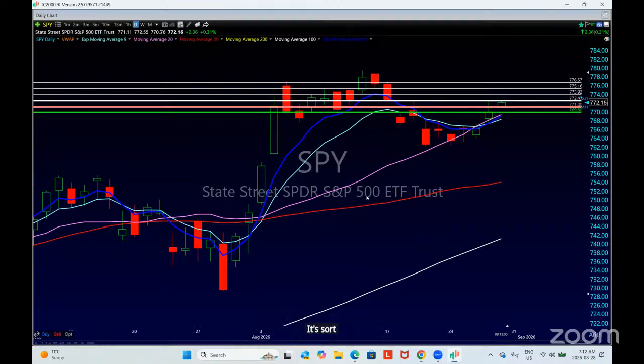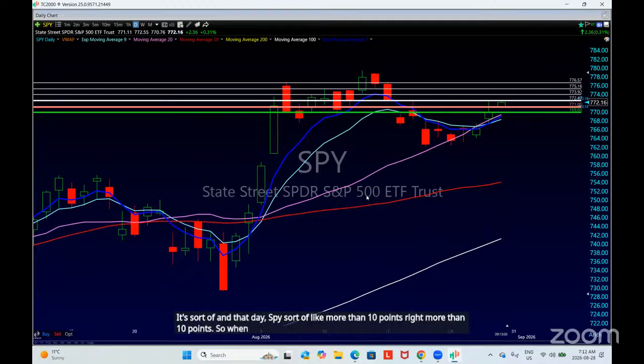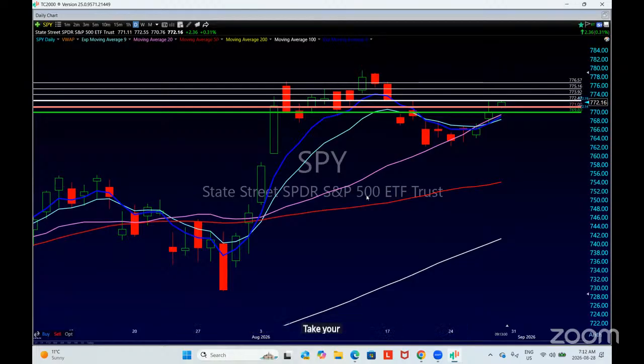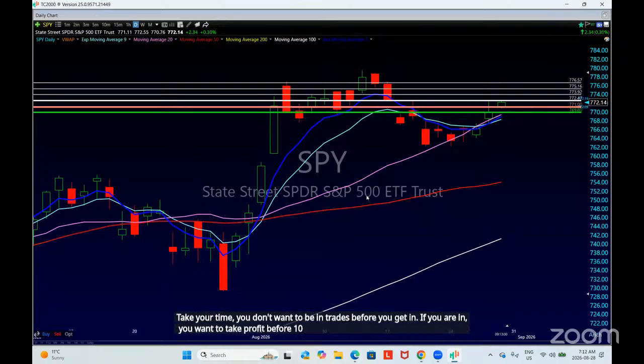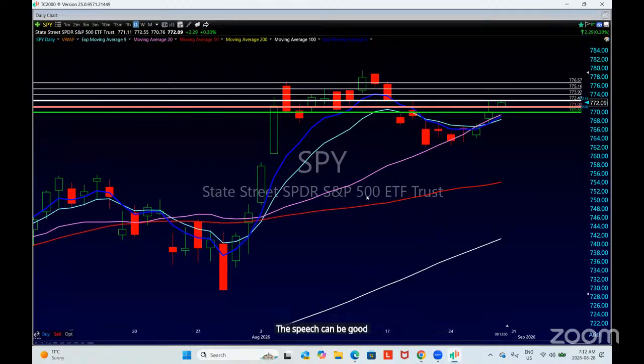And that day, SPY sold off more than 10 points. Right? More than 10 points. So when you're going into these types of speeches, you just have to take your time. You don't want to be in trades before you get in. If you are in, you want to take profit before 10 o'clock, before the speech goes on, because you don't want to be caught flat-footed, because nobody knows where it's going to go, right? Sometimes the speech can be good, but one or two lines in it is just going to cause chaos, and that is going to cause the market to sell.